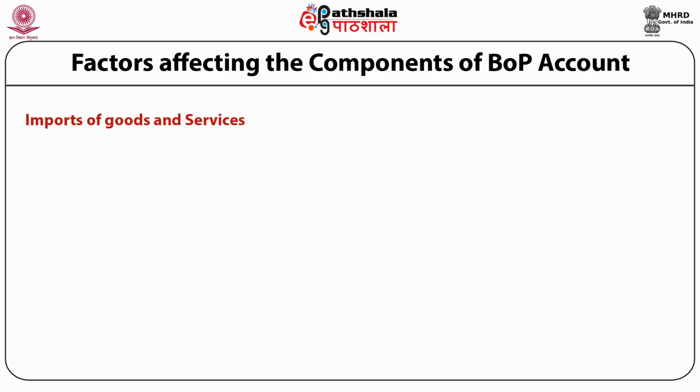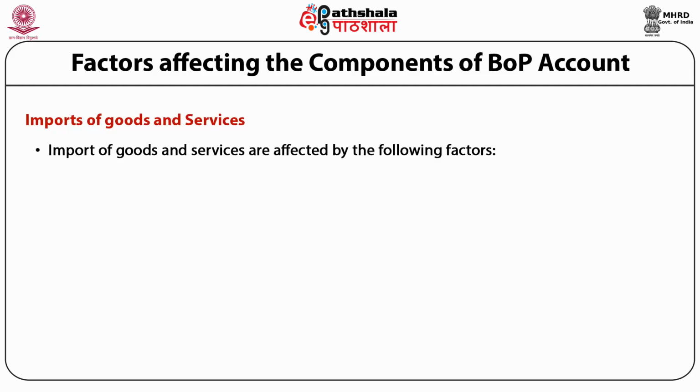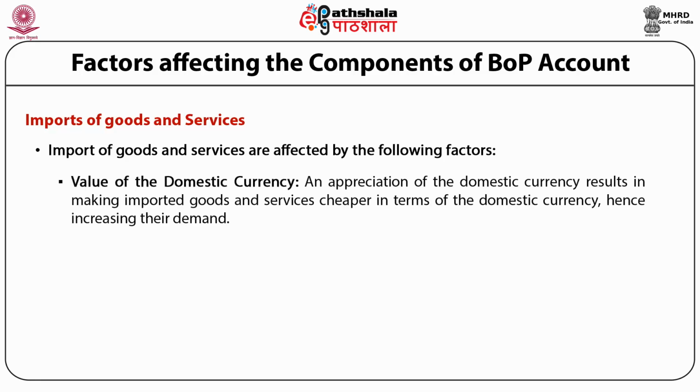Imports of goods and services. Imports of goods and services are affected by the following factors. Value of the domestic currency. An appreciation of the domestic currency results in making imported goods and services cheaper in terms of the domestic currency, hence increasing their demand. The increased demand for imports results in an increased supply of the domestic currency. A depreciation of the domestic currency has an opposite effect.